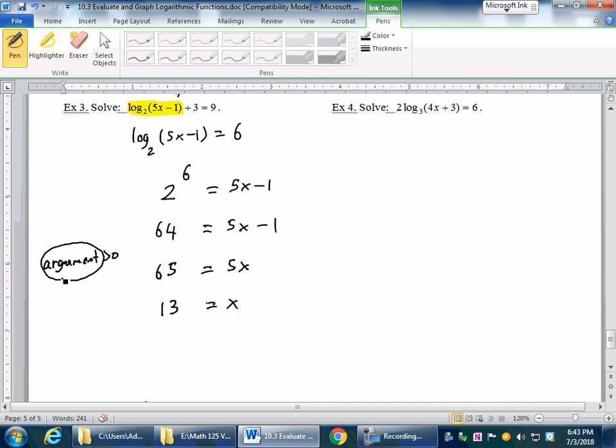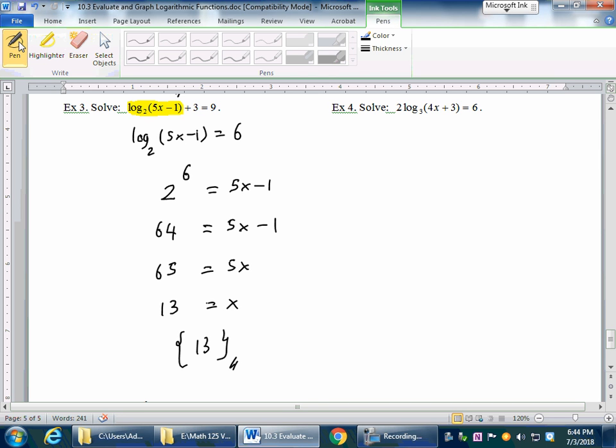So when I plug in 13, my argument is 5x minus 1. If I plug in 13, so 5 times 13 minus 1, that is giving me what? For sure, definitely a positive number. Therefore, now I can conclude that 13 is my final answer. So you need to check. Okay? All you have to do is check whether the argument is positive or not. That's all. Next question.